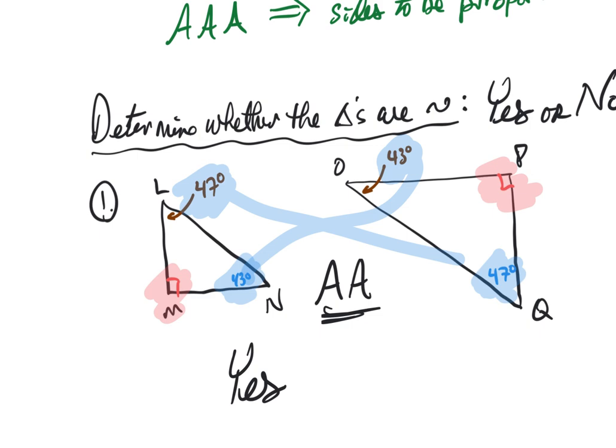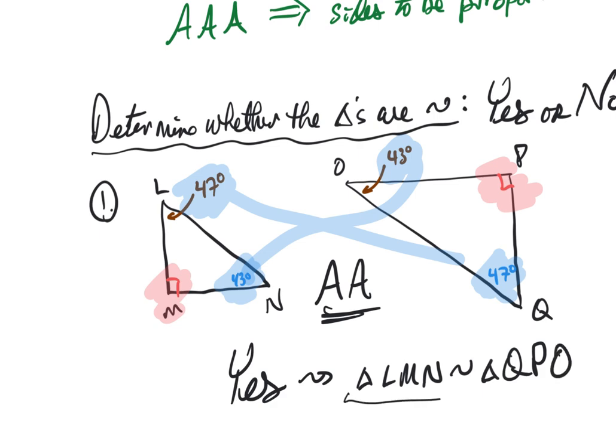And if anybody's interested, the similarity statement, we could pick the letters from the left triangle in any old order. I'll just go alphabetical. And then that would be similar to the right triangle, but we have to make sure that we match up equal angles. I started with angle L in the left, which is 47. So I have to start with 47 in the right, which is at Q. Then I went to M, which is the 90. In the right triangle, the 90 is at P. And then I finished with the 43, which is at N, and in the right triangle, the 43 is located at O. So the correct similarity statement, if anyone wants to practice, would be that.